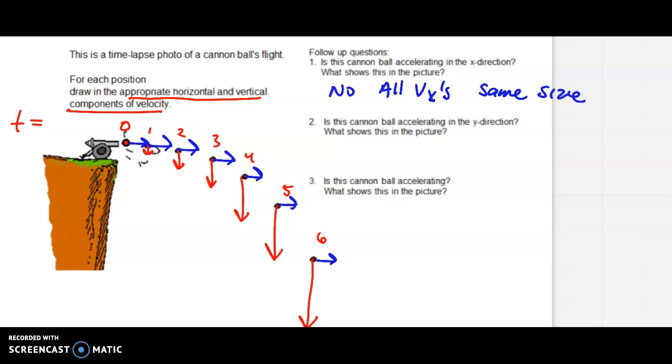What about in number 2? Is the cannonball accelerating in the Y direction? Well, you can see that there's nothing but change in the Y direction. At first, we didn't even have any Y velocity, and then we have more and more of it as we go. So, yes, the Vy's are getting bigger.